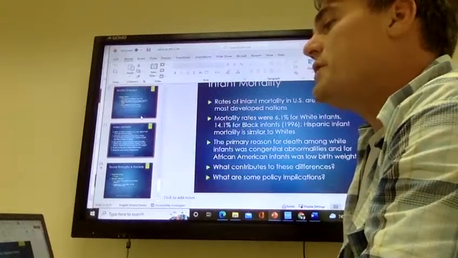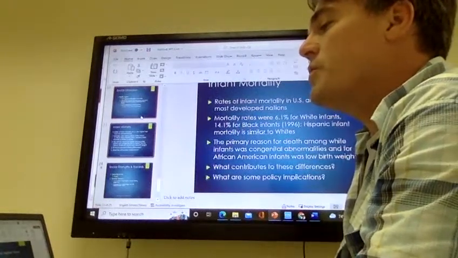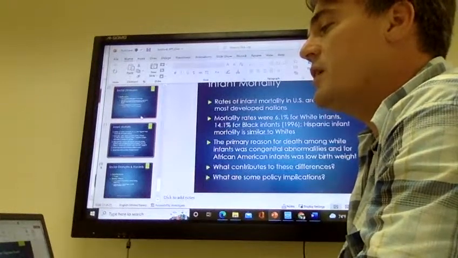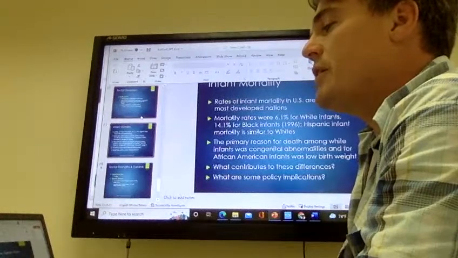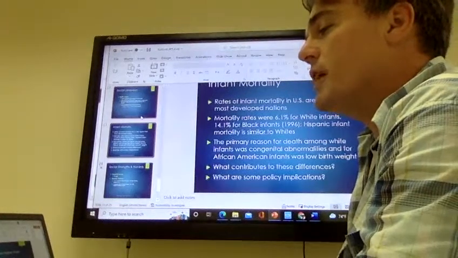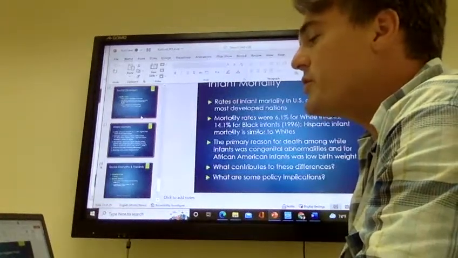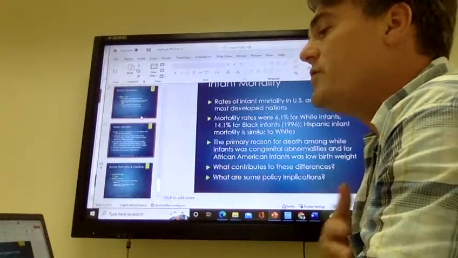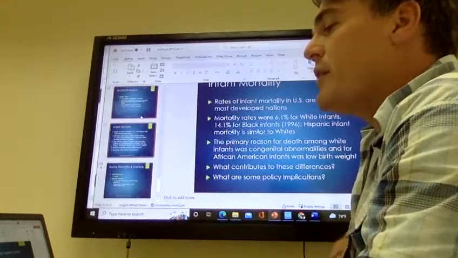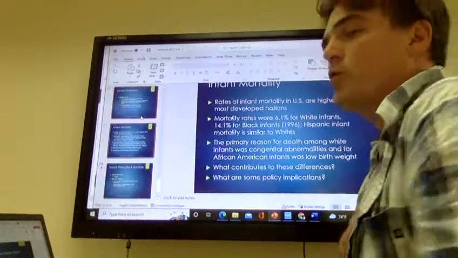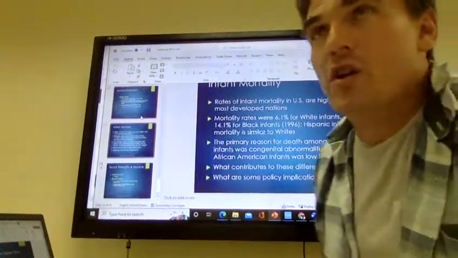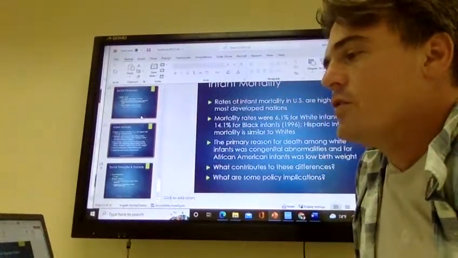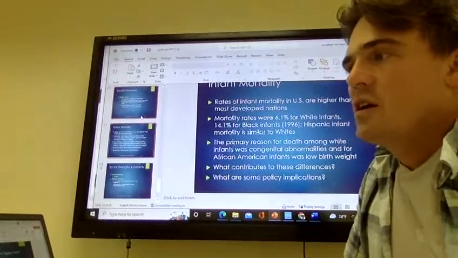So the mortality rates are 6.1% for white infants, 14.1% for black infants, and then Hispanic infant mortality rate is also 6.1%. The primary reason for death among white infants was congenital abnormalities, so like the heart, and for African American infants, it was low birth weight, so maybe something with nutrition ahead of time. What contributes to these differences and what are some policy implications?